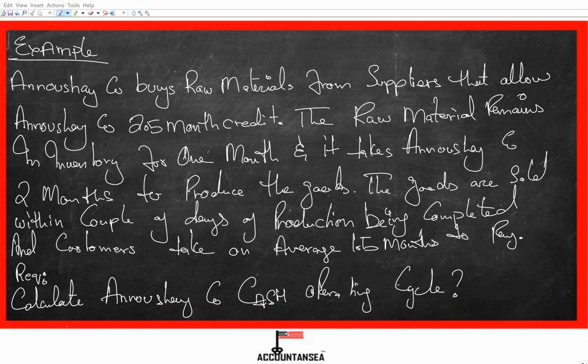Now let's do the example. First of all, let's read the requirement. Calculate Anusha Company's cash operating cycle. Anusha Company buys raw material from suppliers that allow 2.5 months credit. The raw material remains in inventory for 1 month, and it takes 2 months to produce the goods. The goods are sold within a couple of days of production being completed, and customers take an average of 1.5 months to pay.